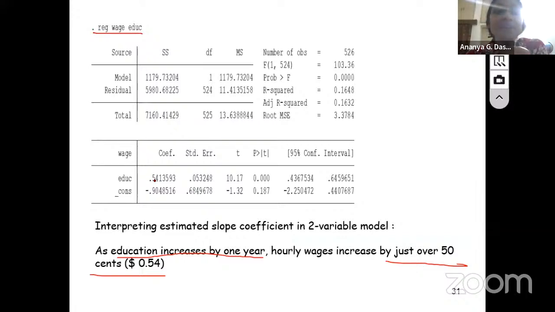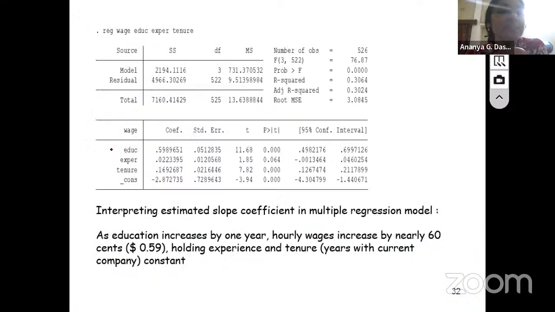Now, suppose you're running a multiple regression model, where wages are being regressed on education, but along with that also on experience and tenure. First of all, notice that the coefficient of education has changed. It's no longer 0.54, it's 0.59. And how do you interpret it? You say that as education increases by 1 year, wages increase by nearly 60 cents, 0.59, holding experience and tenure constant.